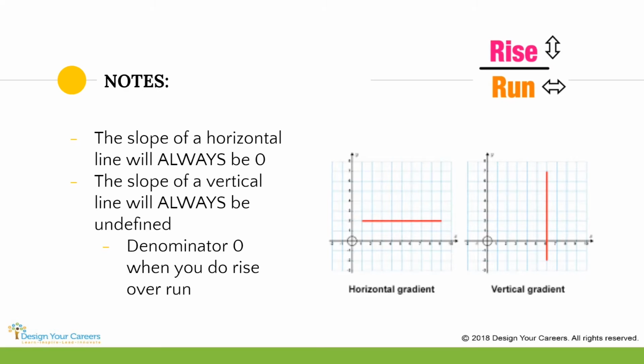But if it's a vertical line, the slope of that line will always be undefined. Because when you use rise over run, you're rising by so many, let's say infinity, but you're running by 0. You're not going left or right by anything. And you can't divide anything by 0. Anything divided by 0 is undefined. It just does not exist. So the slope of a vertical line does not exist.